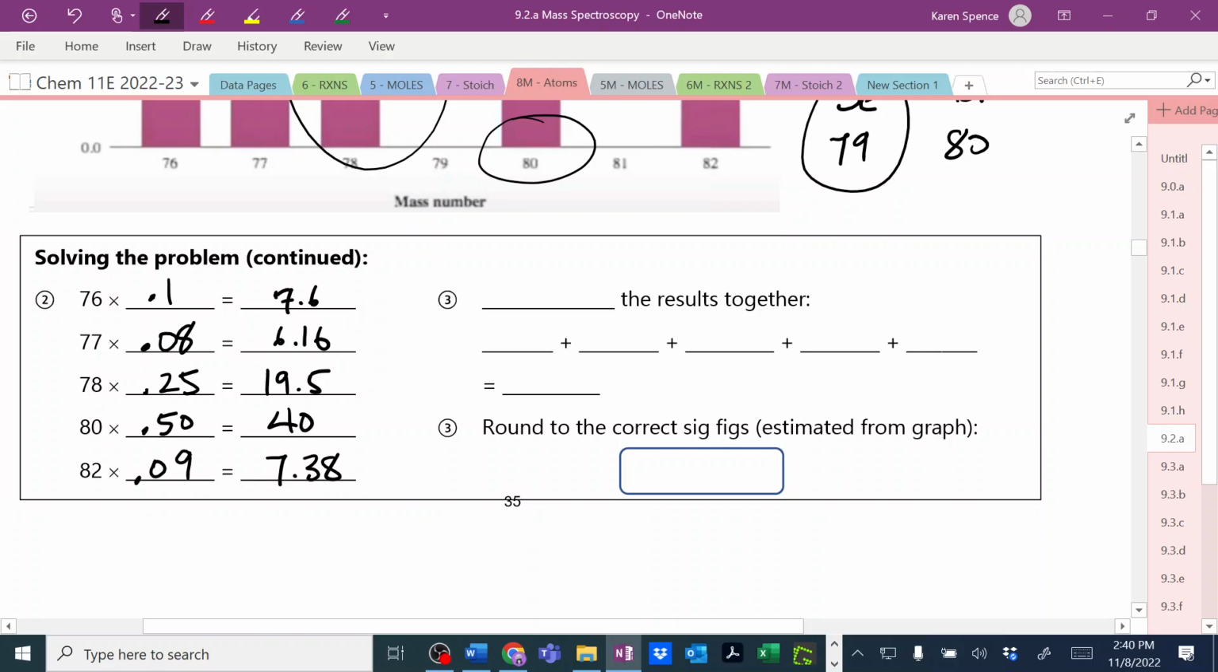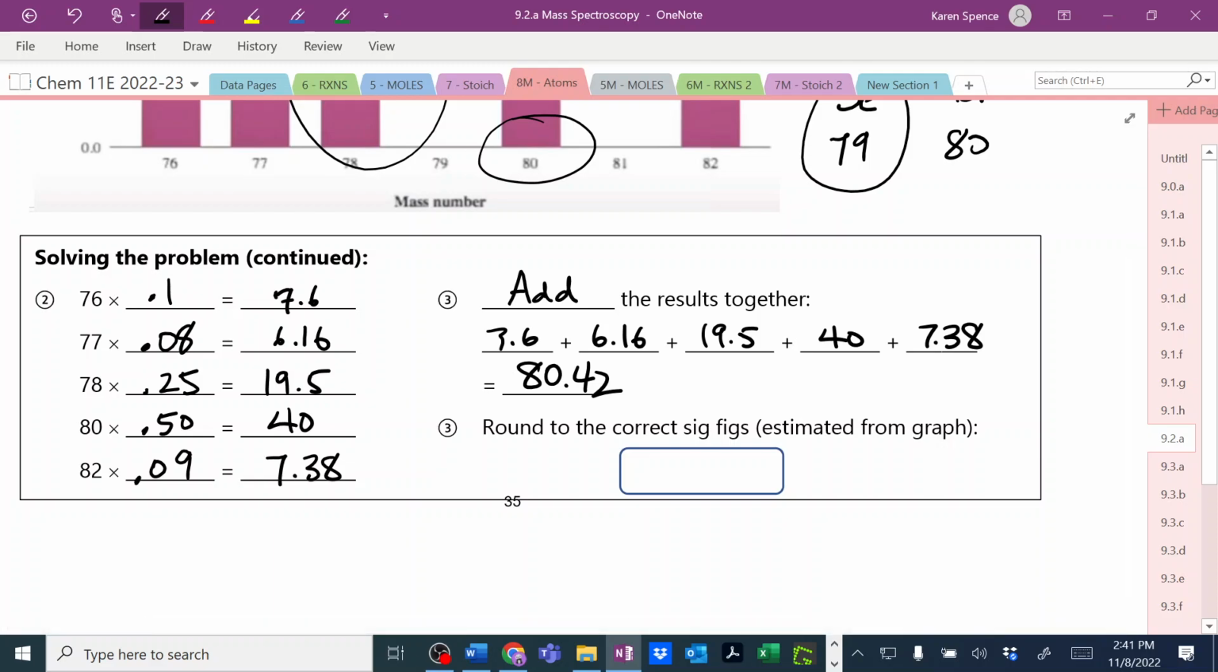I add those all up. 7.6, 6.16, 19.5, 40, 7.38 plus 6.16 plus 19.5 plus 40 plus 7.38 equals, oh look, it's 80.42, which is a little bit too high, but it definitely means it's not selenium. It would have to be bromine. Okay, and that's probably just because my approximations weren't very good.